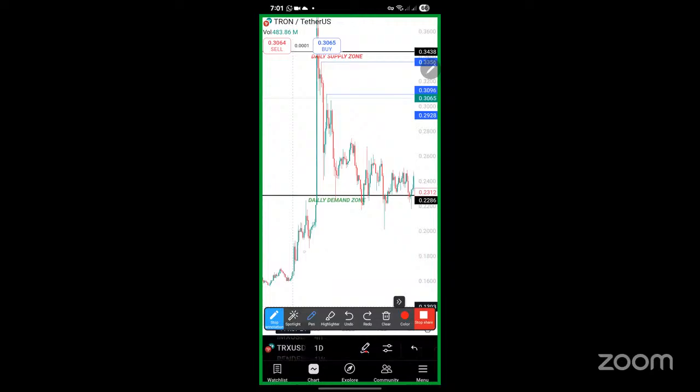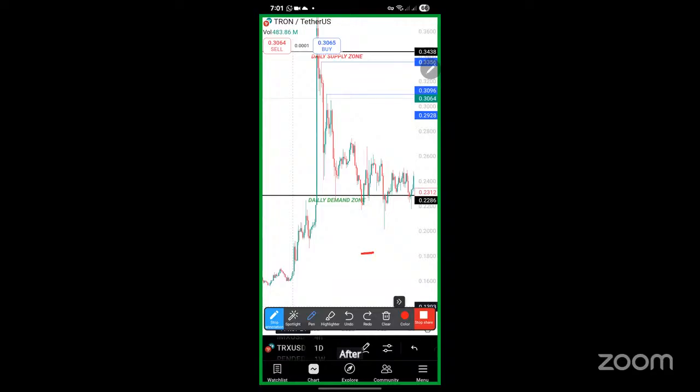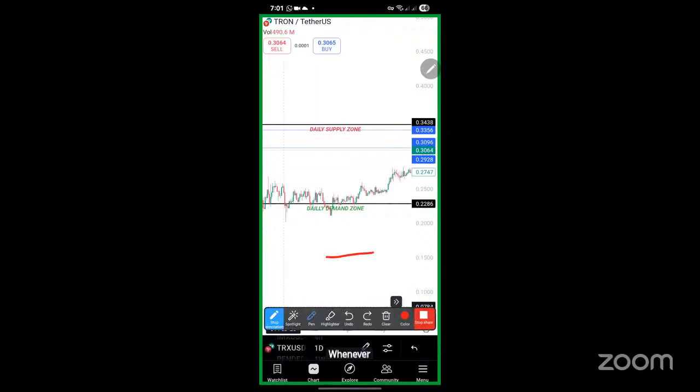Price went up like this. As it went up, it left a fair value gap around this point. Price had to come back and fill up the gap. After filling up the gap, now we look for an upward move. You understand? Because whenever the market goes up like this, there are always green candles.